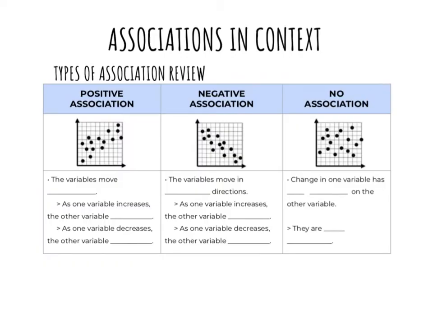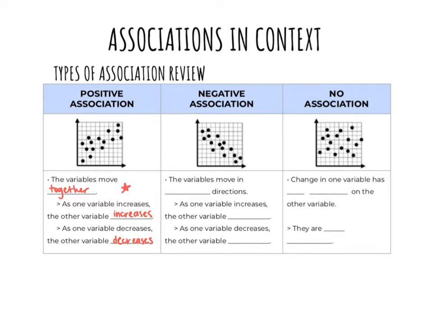Let's review the types of association. First would be a positive association. This means that the variables move together. Or, as one variable increases, the other increases. We could also say the opposite. As one variable decreases, the other also decreases. That's what we mean by they move together.